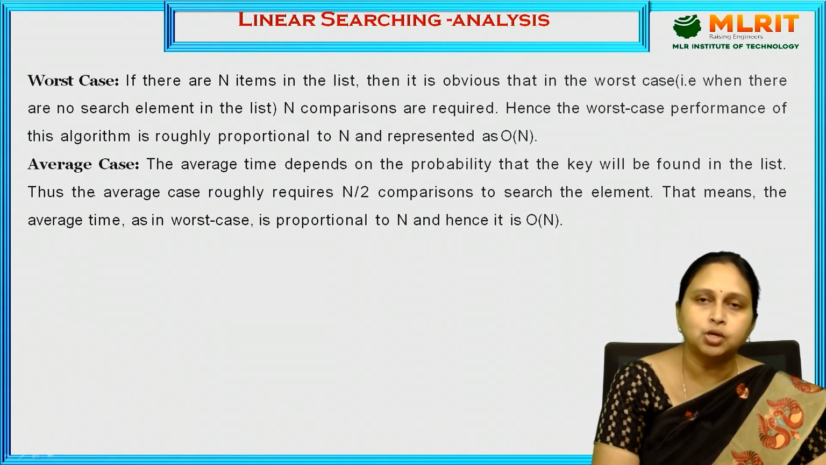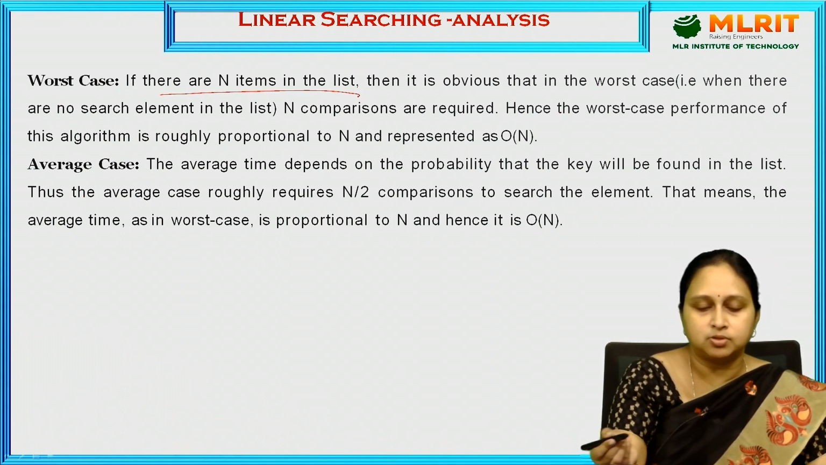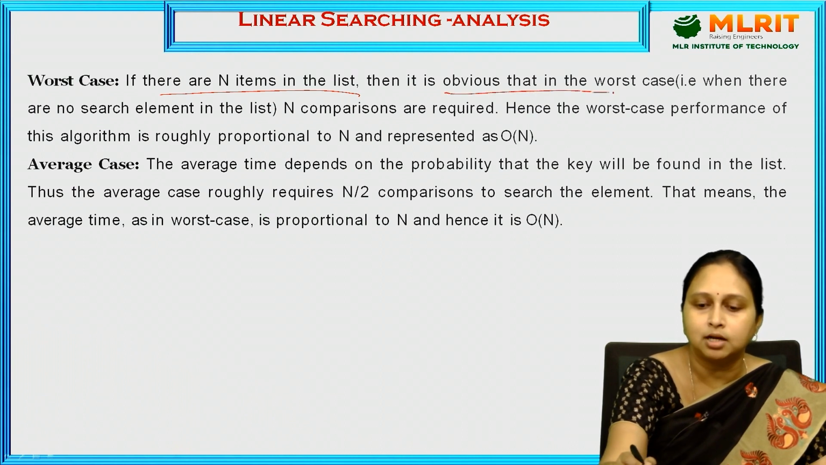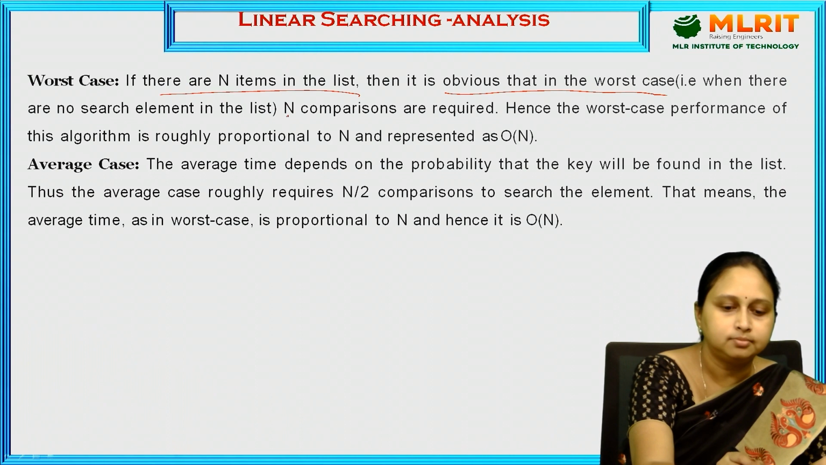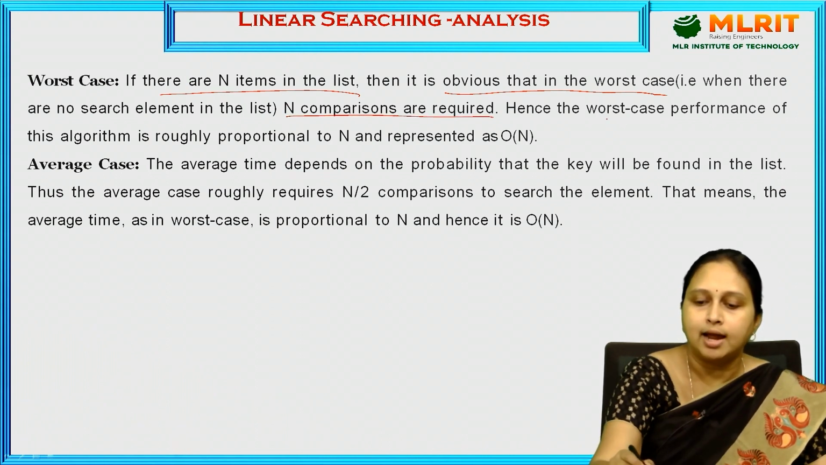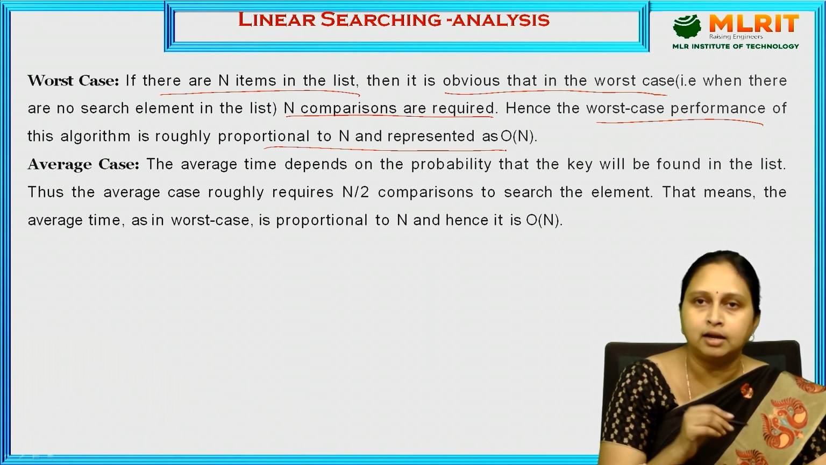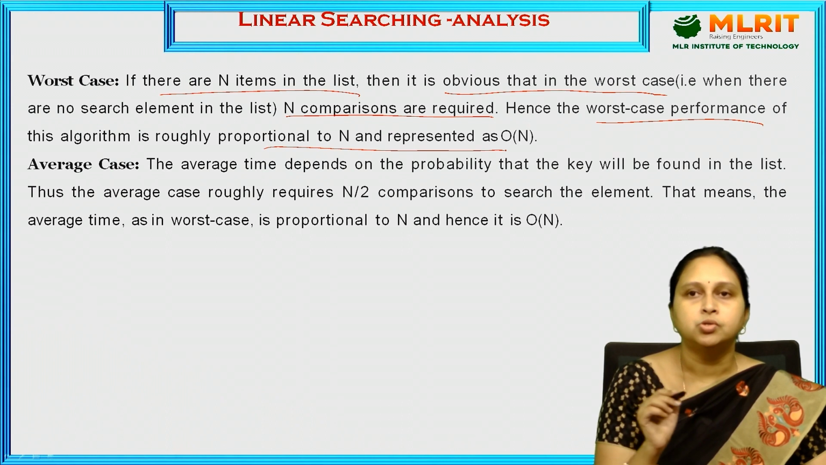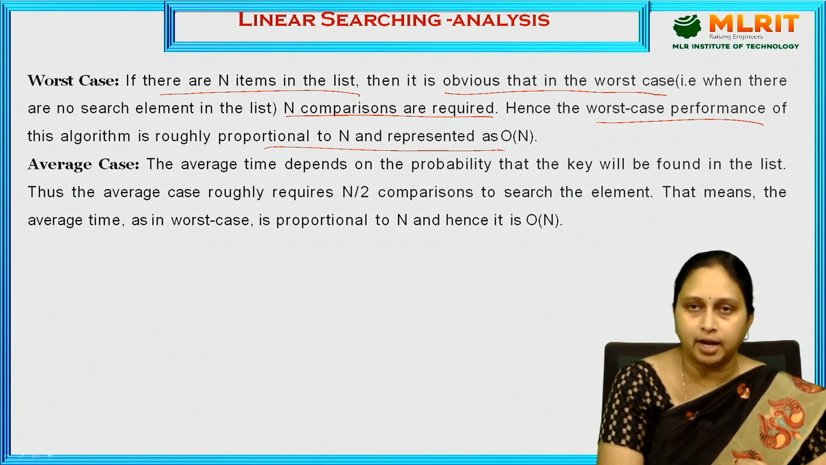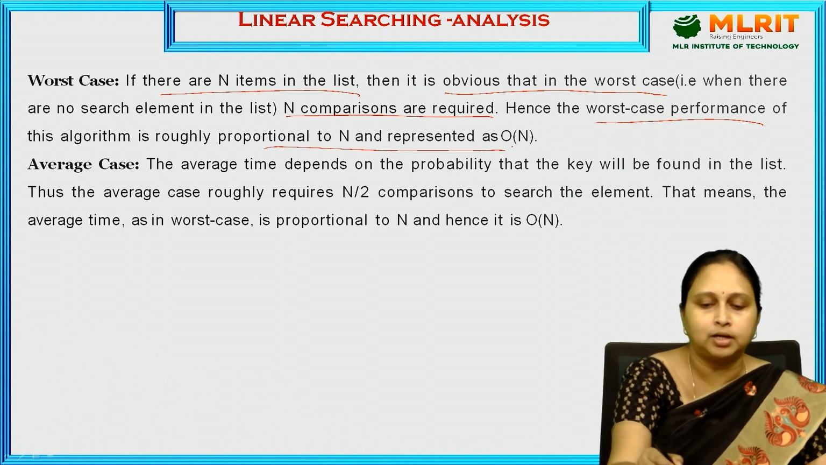And in the worst case and average case, let us see how it works. If there are n items in a list, say the 4 items we have seen, then obviously in the worst case we search until the last. N comparisons are required, hence the worst case performance is big O of n. N elements are there, so n comparisons we are going to do, so we have big O of n. This is the time complexity for the worst case, and linear search will take big O of n.